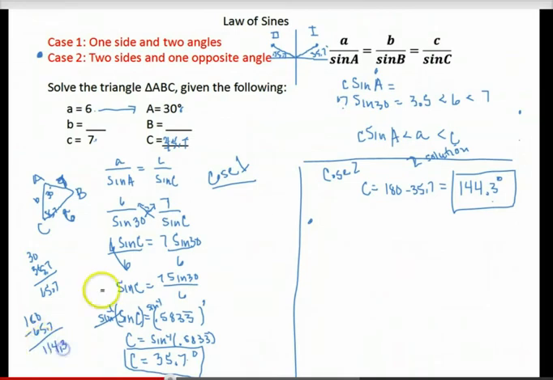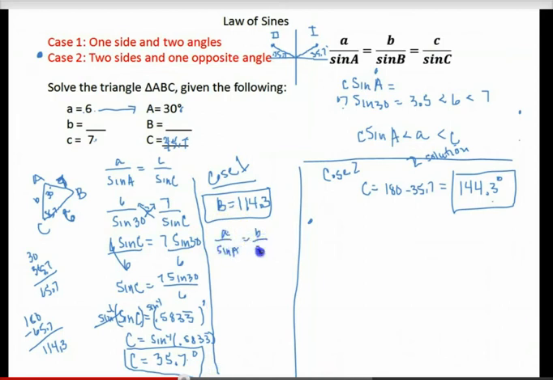And I get 114.3. So B is 114.3. I have one piece left to find, and that's my side b. So I'm going to use the law of sines, and I'm going to go back to A and sine A because those were given. I haven't done any rounding, so those will give me the most exact answers. So a over sine A equals b over sine B.